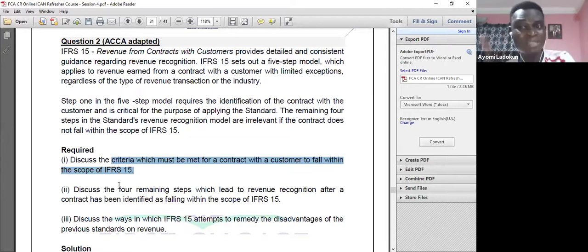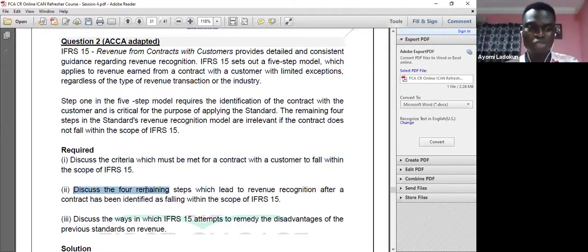But if you are very smart, in part 2, it said discuss the 4 remaining steps. Can you see? So that means number 1 is just step 1. It's asking you to say discuss the 4 remaining steps. So automatically they just want you to identify the contract with the customer.